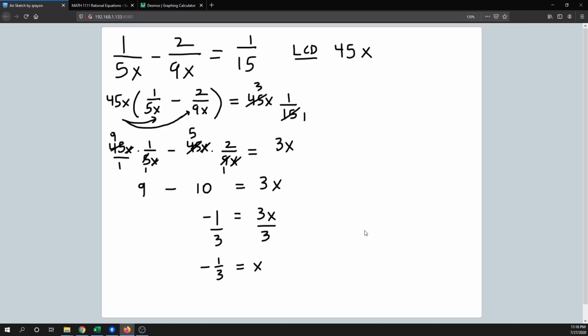Okay. So I get x equals negative 1/3. All right, so right now, remember, when you multiply through by an LCD that contains a variable like we did here, this is only a possible solution, okay?